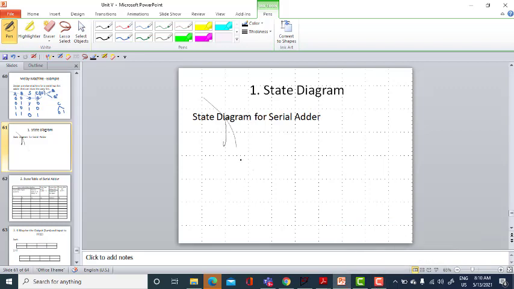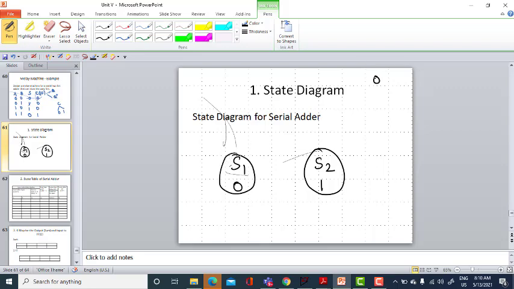So let me represent the states. S1, let me take carry is 0. And S2, let me take carry to be 1. The state is your carries. So, two states. I am encircling it.